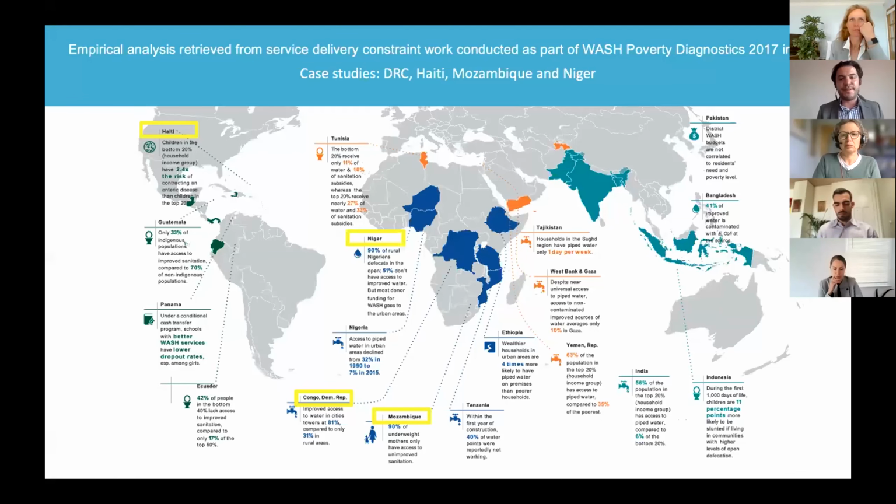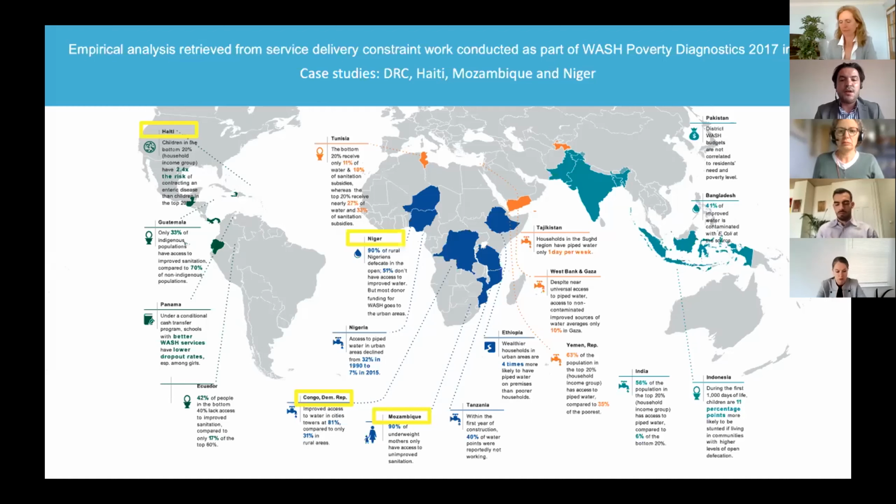So to empirically test this framework, we drew on case studies from different service delivery background papers that were fed into the WASH Poverty Diagnostics. The WASH Poverty Diagnostics was an initiative launched by the World Bank in 2015 that ran through 2017. It sought to paint a comprehensive picture of access to WASH across the 18 countries displayed here. One of the core areas of the diagnostic was to produce an image of the binding constraints to improving service delivery in each country.